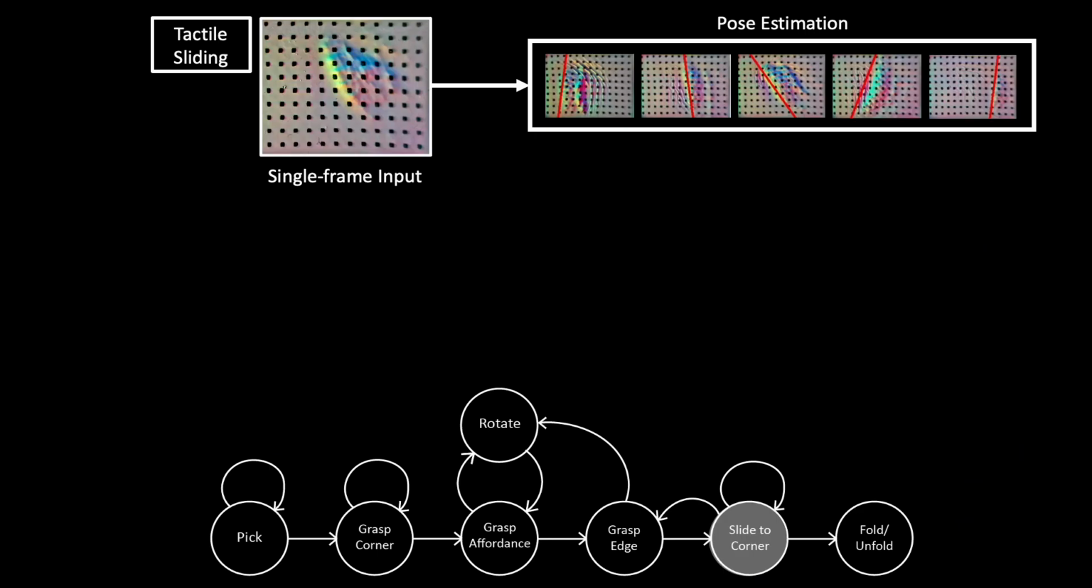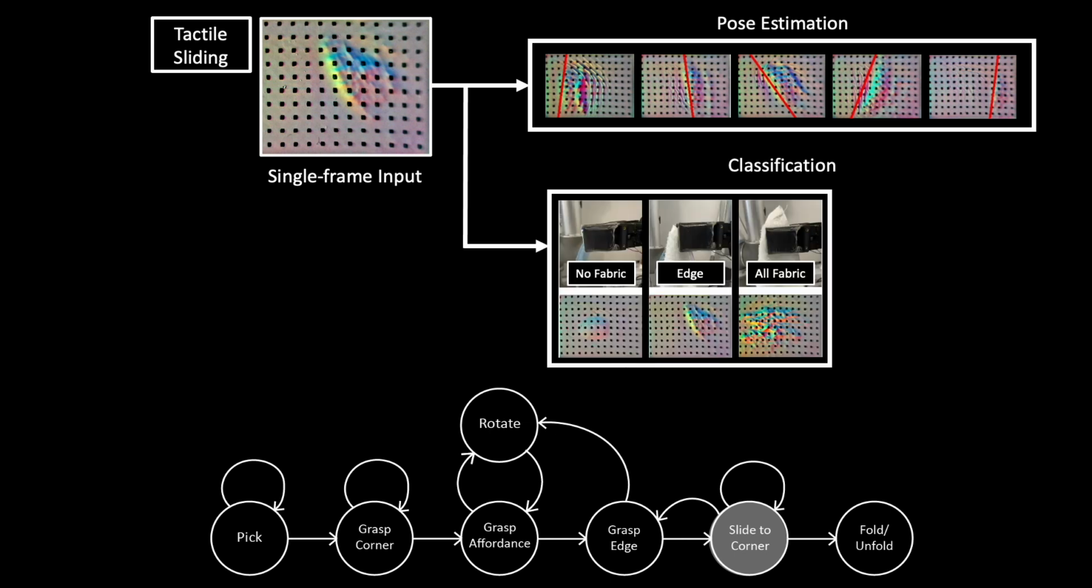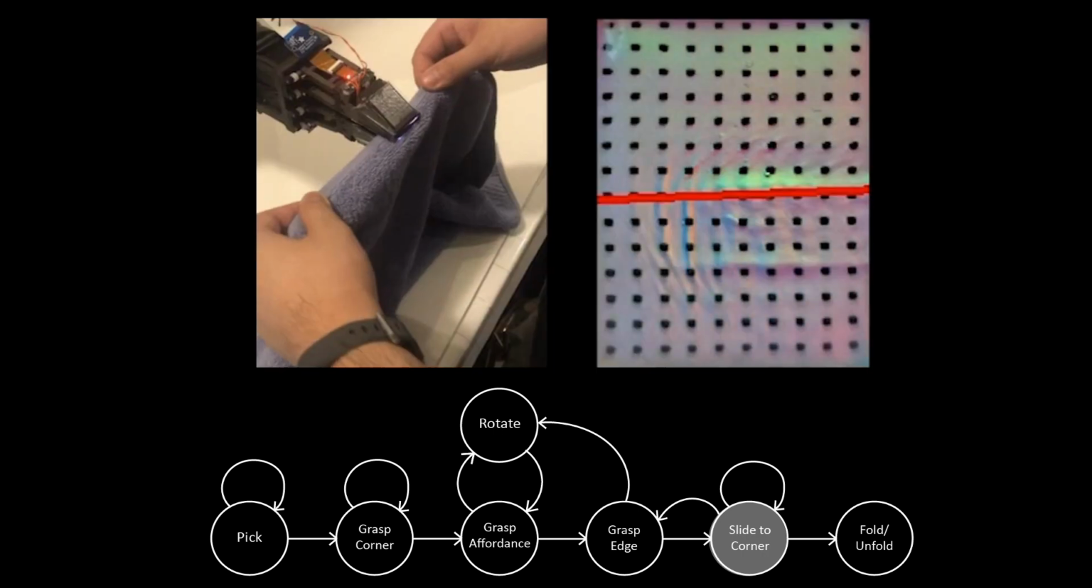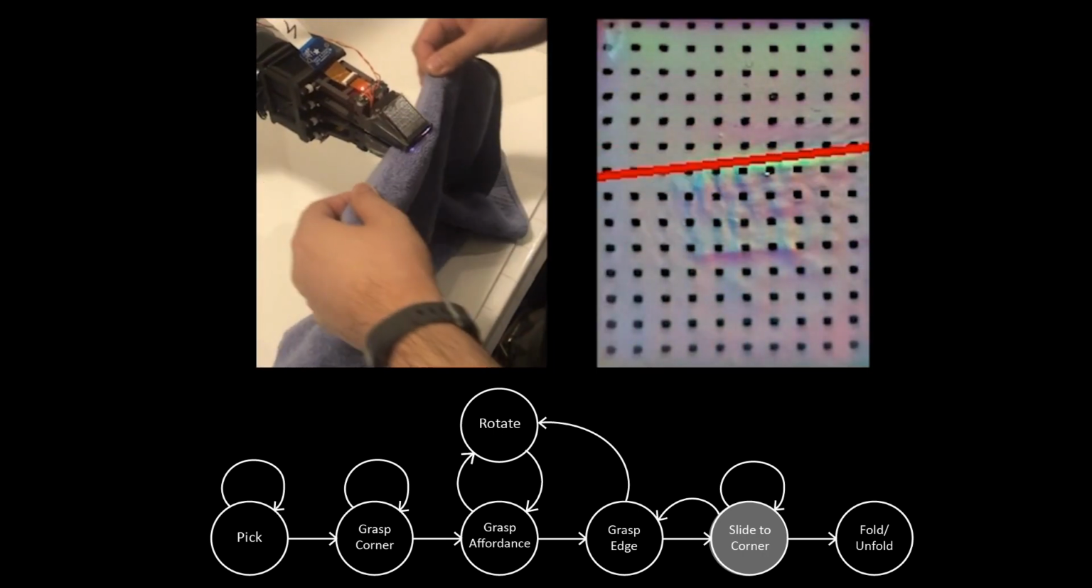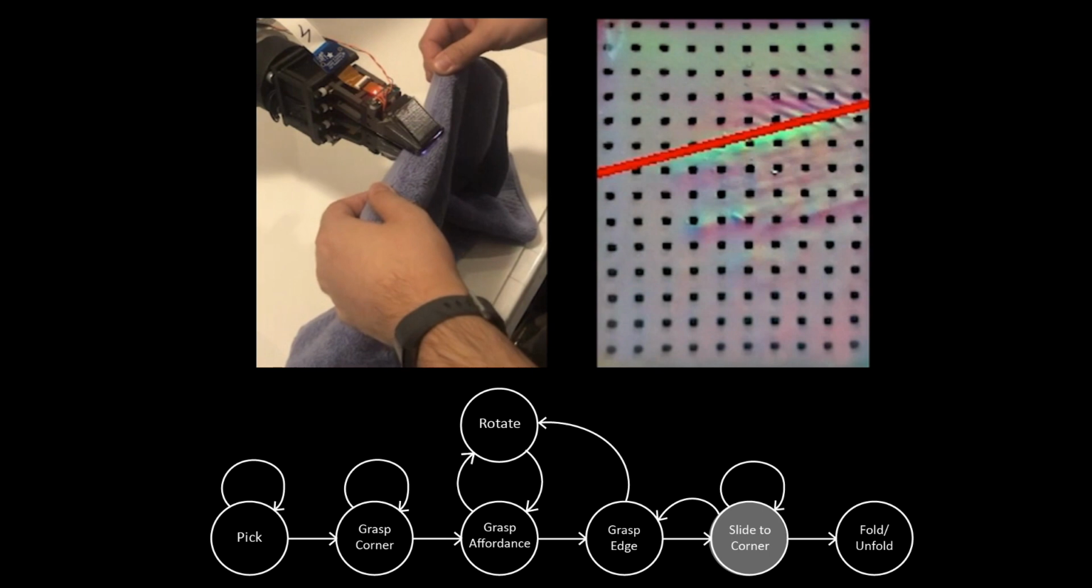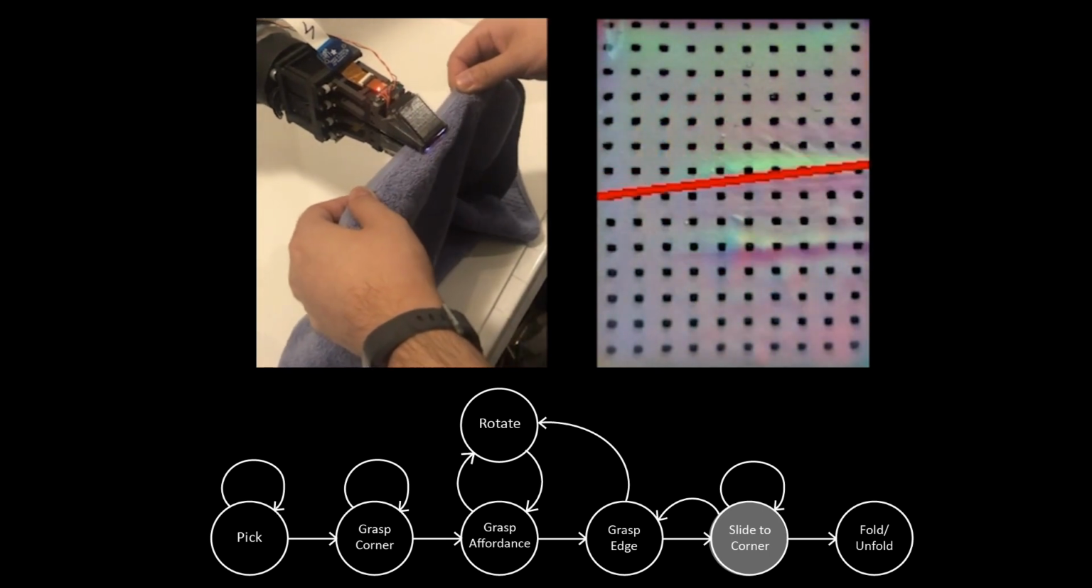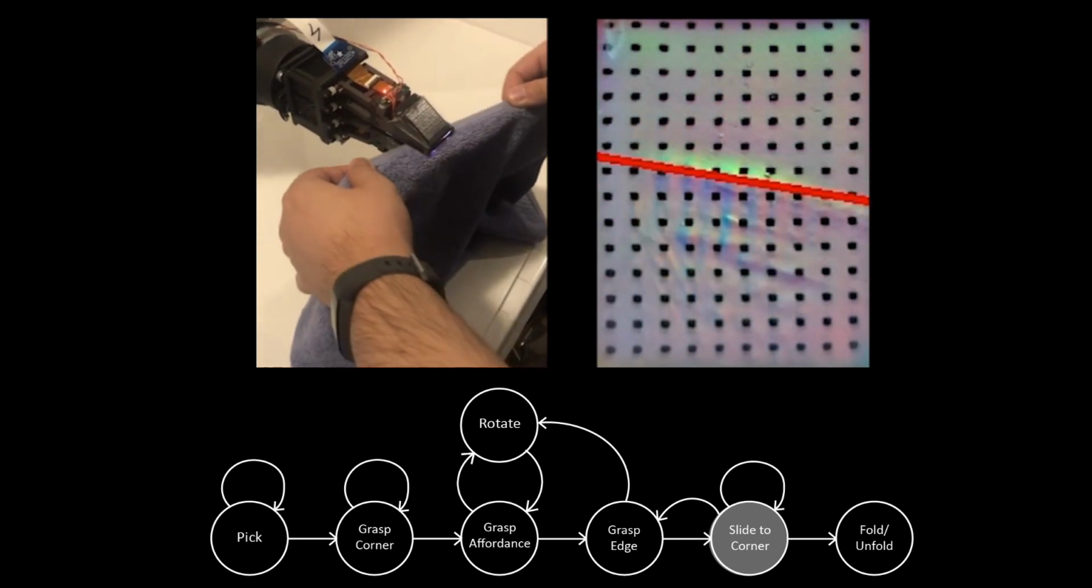Starting with our tactile perception networks, in order to slide, we use tactile perception to estimate the pose of the towel edge within the grip. This network takes a single tactile depth image as input and outputs the grasp state, including whether or not an edge is being grasped. Here is our network in action. It runs at 33 Hz, and you can see it's robust to wrinkles on the sensor's gel surface.